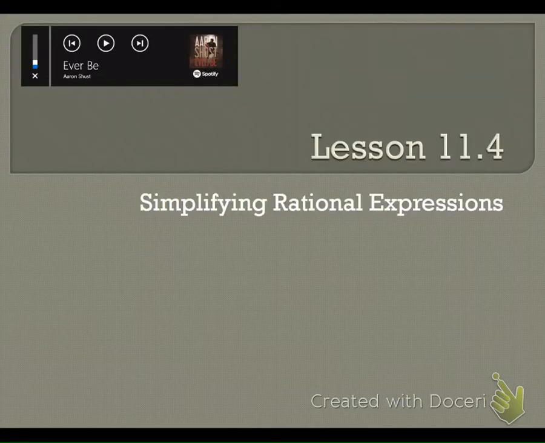All right, today we're going to look at 11.4 and we're going to simplify rational expressions. Before we start doing that though, does anybody remember what a rational number is? If we're talking about simplifying rational expressions, we need to be able to recognize a rational expression. Does anybody remember what a rational number is?